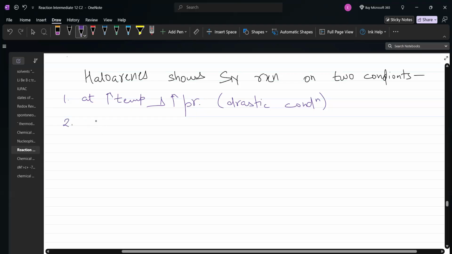And the second condition is that an electron withdrawing group is placed at the ortho or para position.